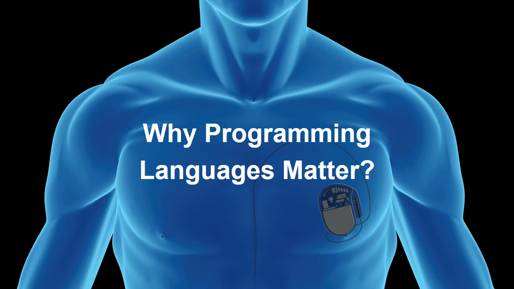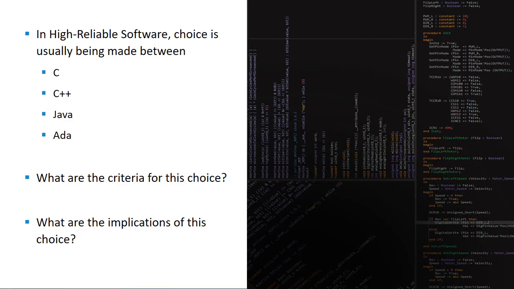Let's try to answer the question of, why does the programming language chosen for a project actually matter? In safety-critical or highly reliable software, the choice of language is usually between C, C++, Java, or Ada. Each language has its technical merits, and each has been used successfully in embedded applications. So first, we have to ask, what is the criteria for the choice of language? And then, as we enumerate each choice, we can ask, what is the implication for picking this language for my application?